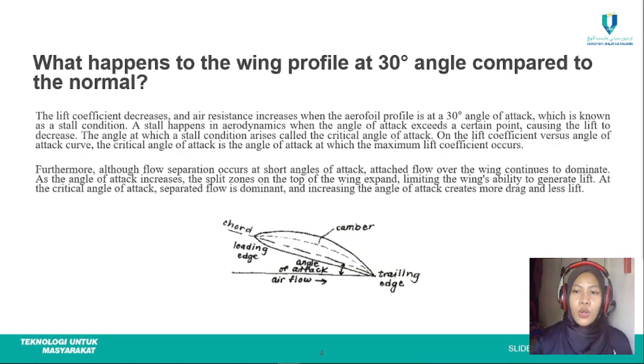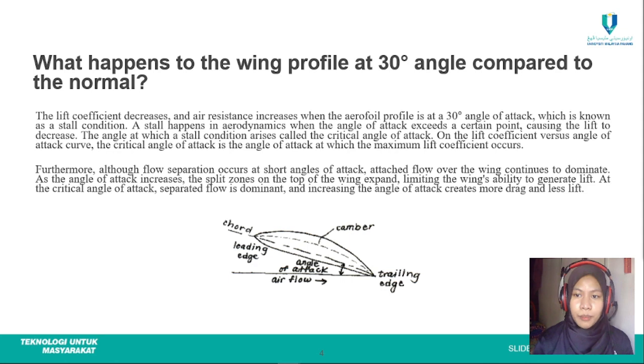Next question. What happens when the wing profile is at 30-degree angle compared to the normal? When the wing profile is at 30-degree angle, the lift coefficient decreases and air resistance increases. When the aerofoil profile is at 30-degree angle of attack, this is also known as a stall condition.